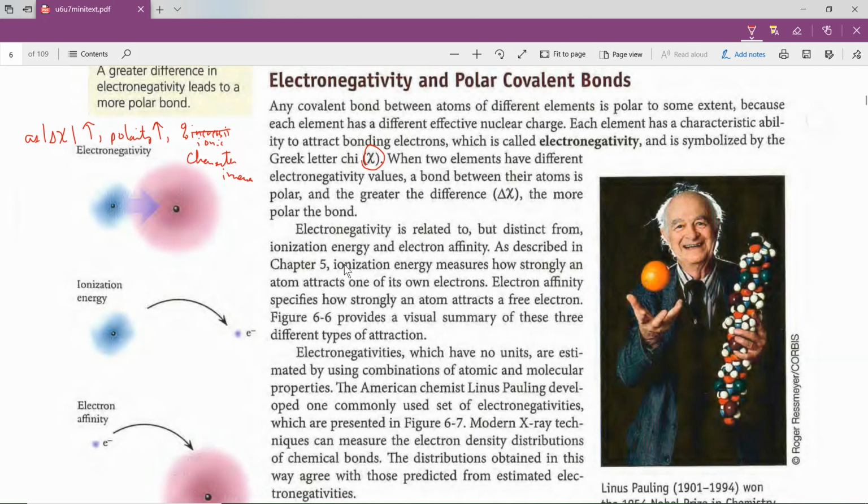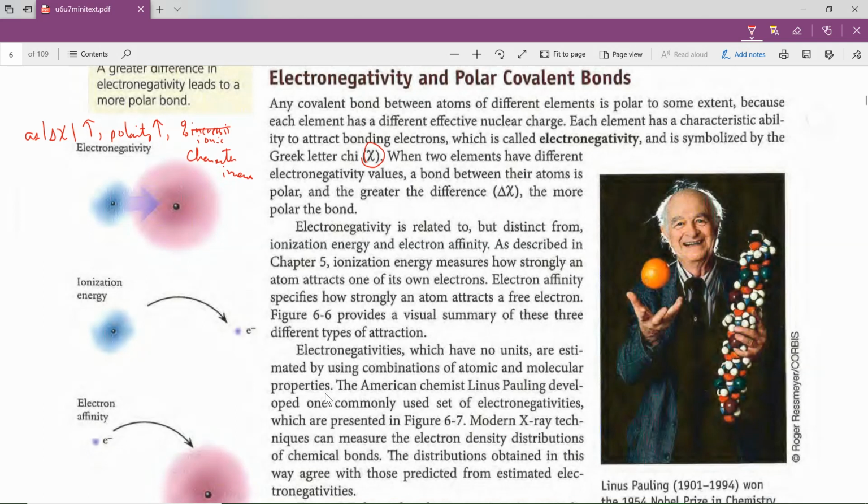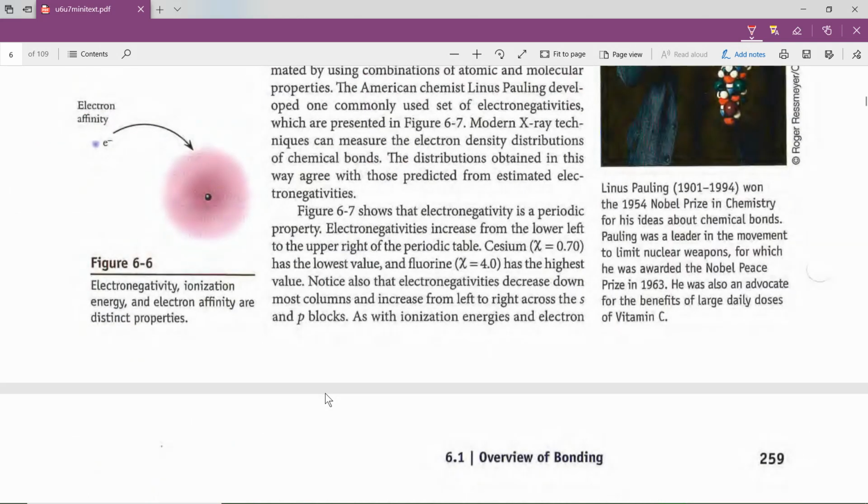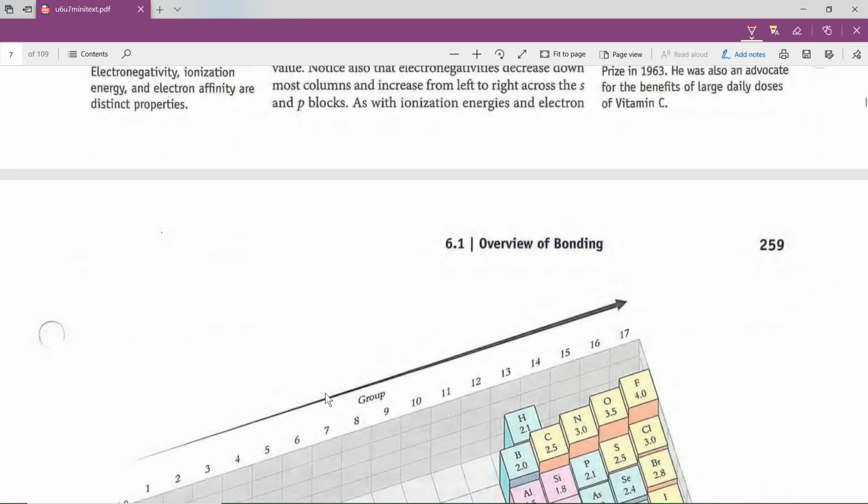It's related to but distinct from ionization energy and electron affinity, because ionization energy measures how strongly an atom attracts one of its own electrons. Electron affinity talks about how strongly an atom attracts a free electron, but in electronegativity we're looking at a combination, we're looking at a molecule. And there's no units associated with electronegativity, it's a relative scale. Cesium has the lowest value, 0.7. Fluorine has the highest, 4.